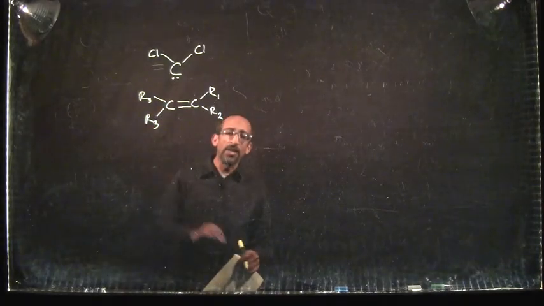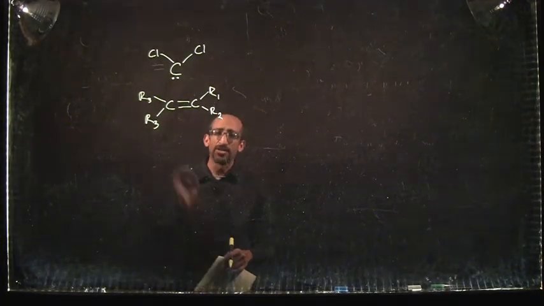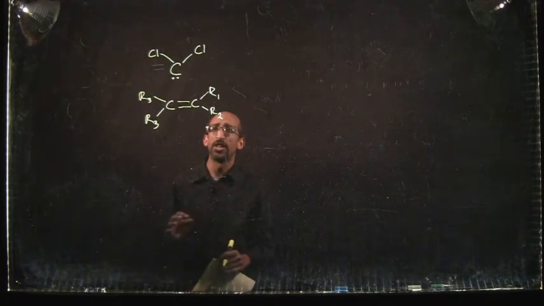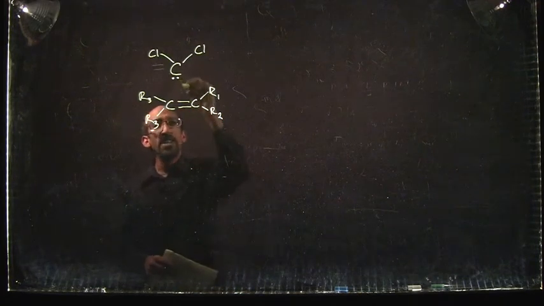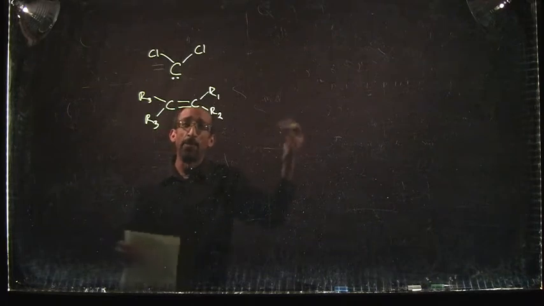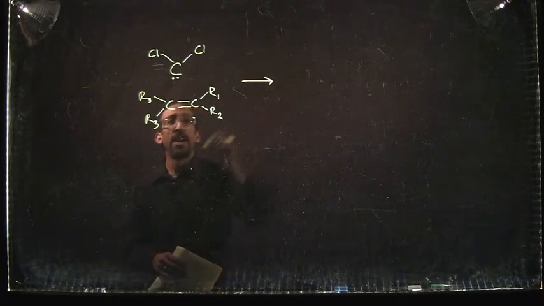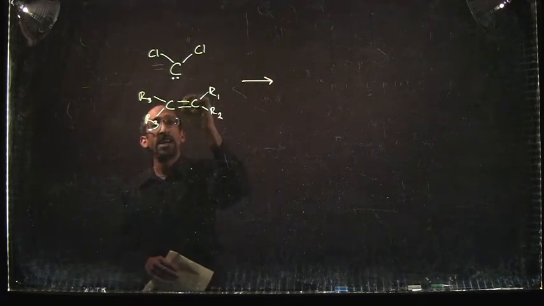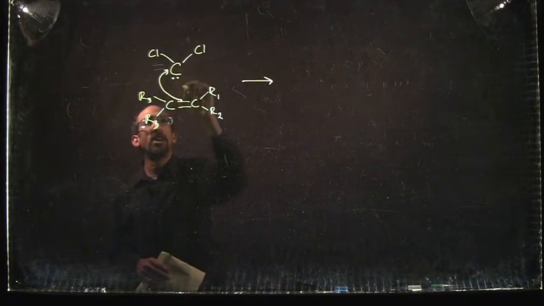Just like we saw when adding X2, just like we saw during oxymercuration, our carbene is going to form a cyclic compound when it reacts with our alkene. In the first step, alkene electrons go to that carbene carbon.